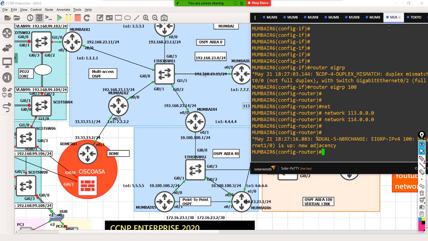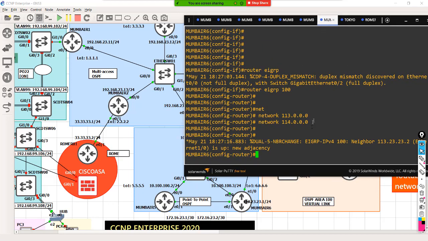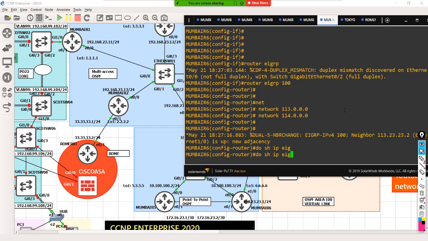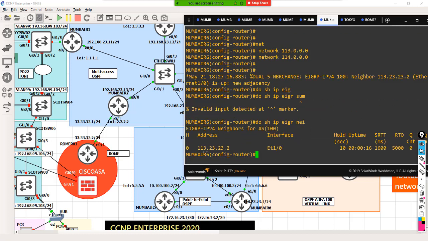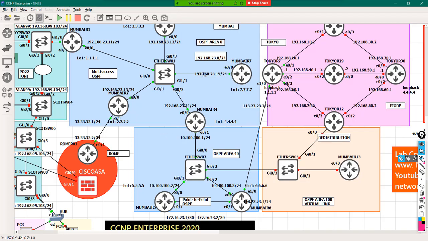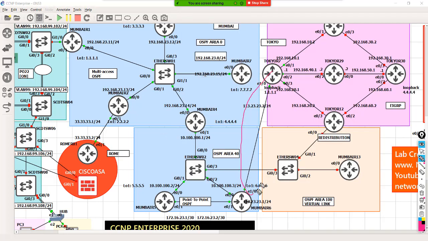So I can see the EIGRP coming up. Okay, so the EIGRP has come up. How do I check? Do show ip eigrp summary. So I'm forming the EIGRP relationship between these two.